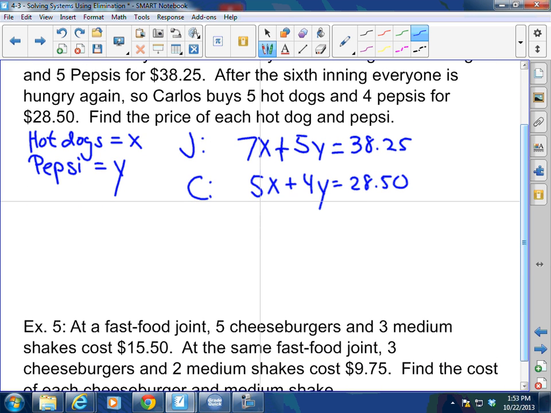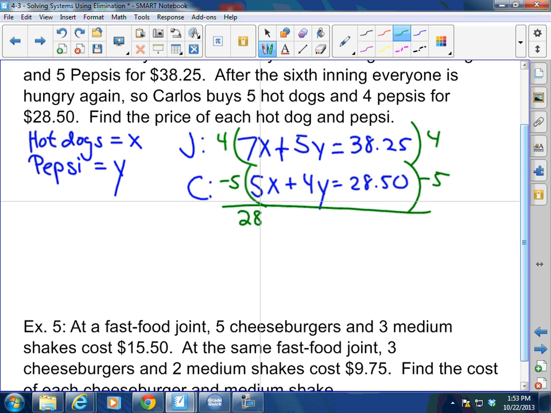Who do you all want to get rid of? The y? Actually, I would agree with that in this case. What do you want to multiply the top by? 4. And the bottom? Negative 5. And remember, it's to both sides. So equation 1 is going to read 28x plus 20y.